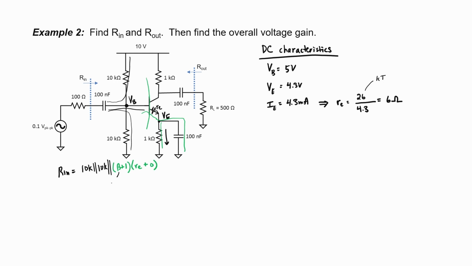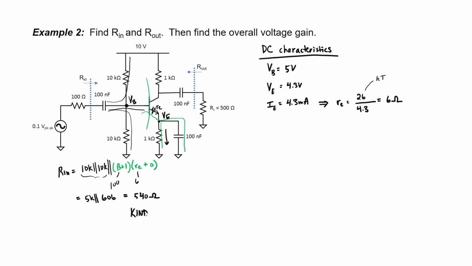If we plug in 100 here for beta and 6 for R sub E, we can see that bypassing the emitter resistor has lowered our input impedance substantially compared to the last example anyway. The two 10 kilo ohms in parallel with one another give us 5 kilo ohms, but the impedance from the emitter side lowers it down here to 606, and when we calculate everything out, it's 540 ohms.